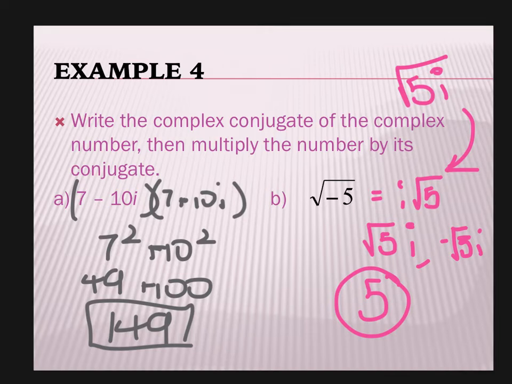Question on either of those? So the end result when you multiply a number by its conjugate should be a real number. When you do this and you go write that number on a line, that number should not have an i on it.